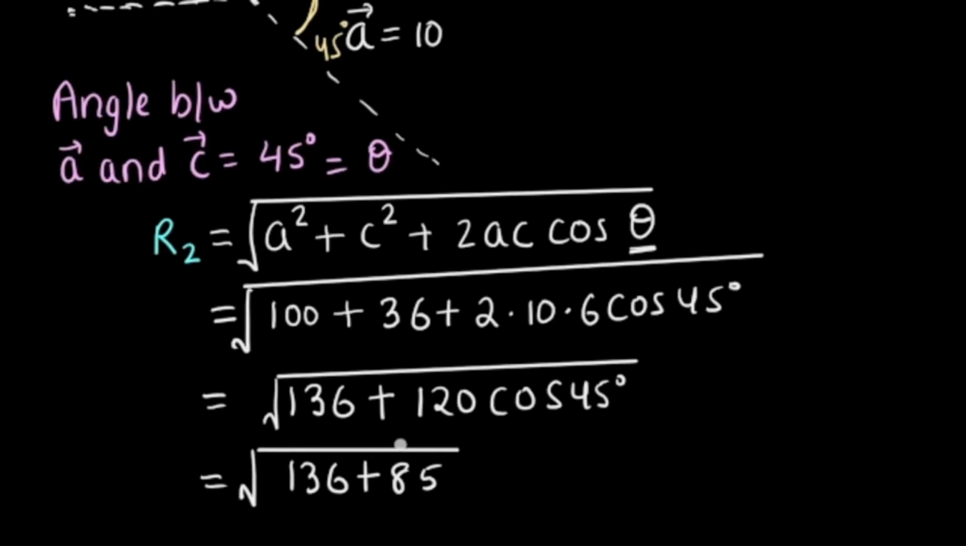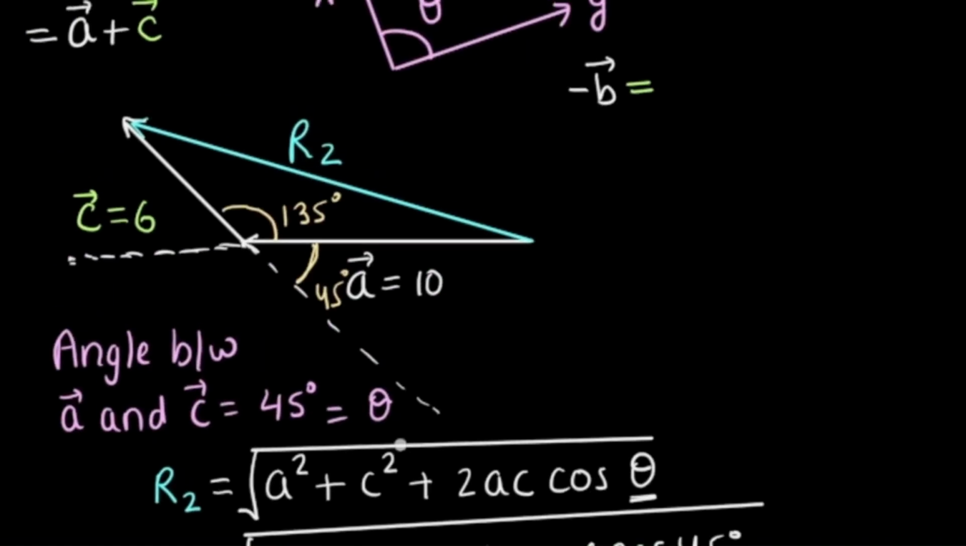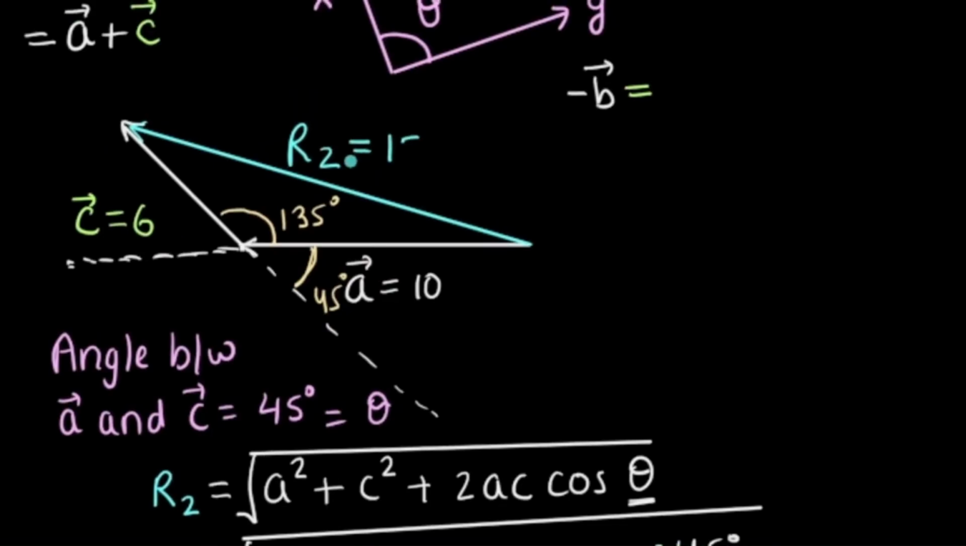What do we get? This is equal to now 221. Square root of 221. Square root of 221 is 14.86606875. I'm going to round it up to 15. So here we go. We have the value of the magnitude of vector R2. It is 15 units. Let's go ahead and put it over here.